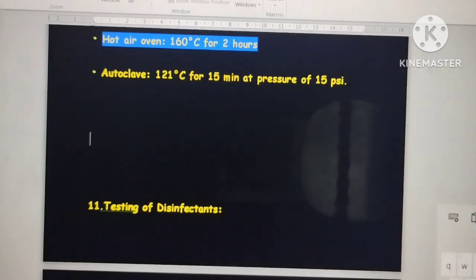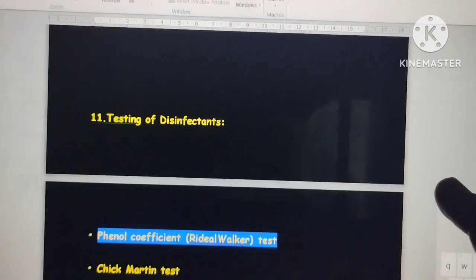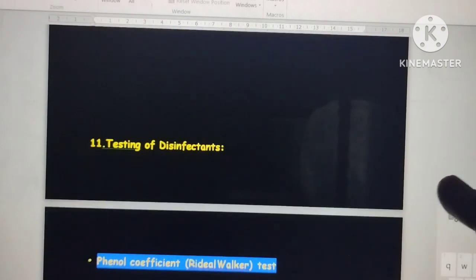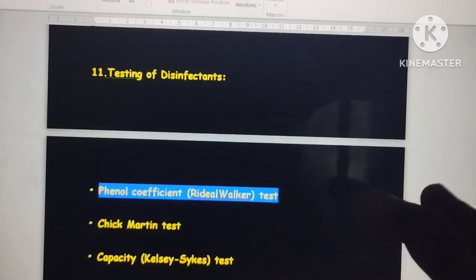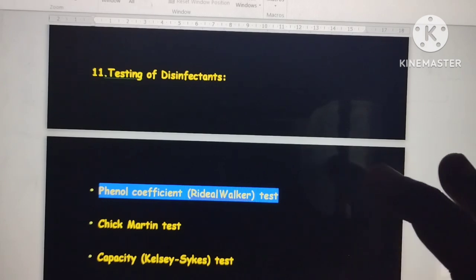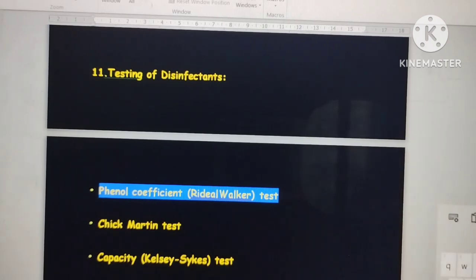Coming to testing of disinfectants, there are 4 tests. One is the phenol coefficient test, another is the Chick-Martin test, the Kelsey-Sykes test, and the in-use test, which is just a modification of the Kelsey-Sykes. You don't need the details of the tests, just remember the names. That is more than enough.